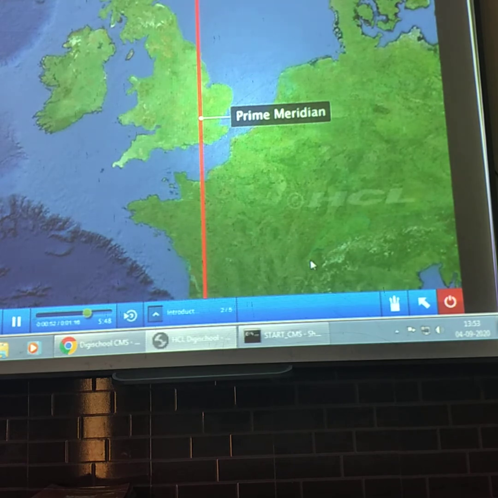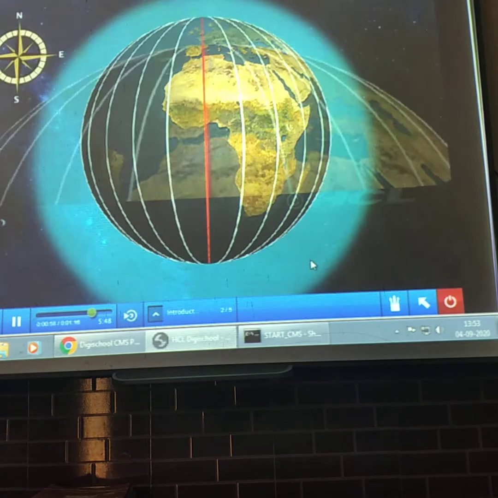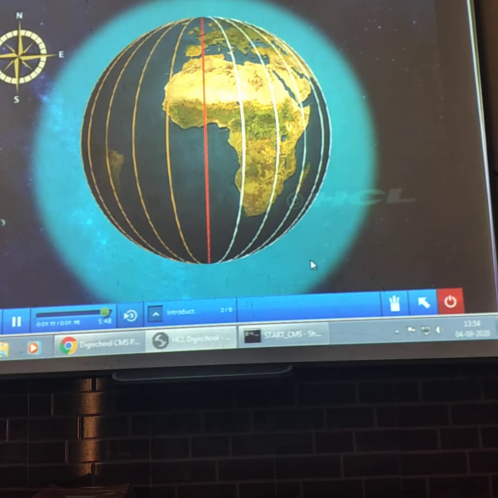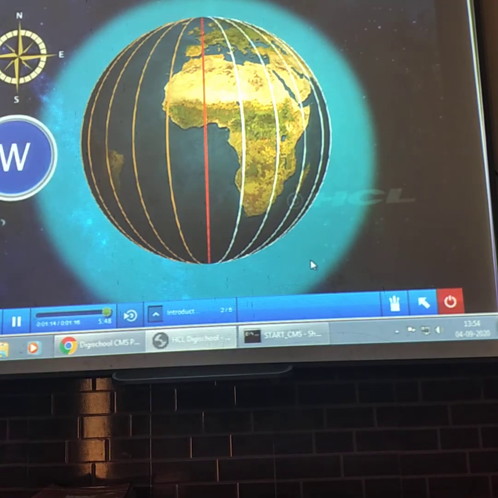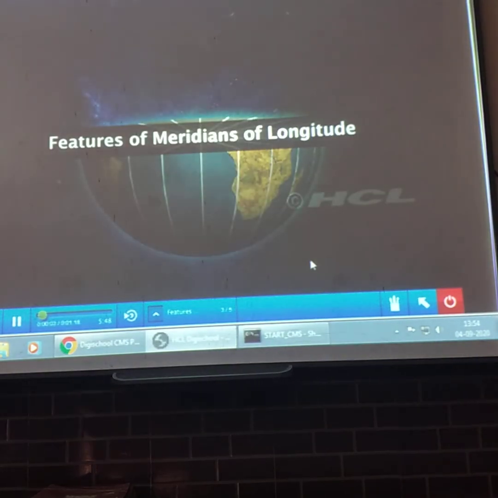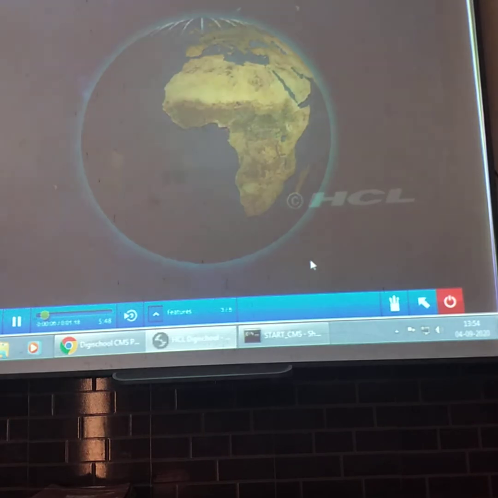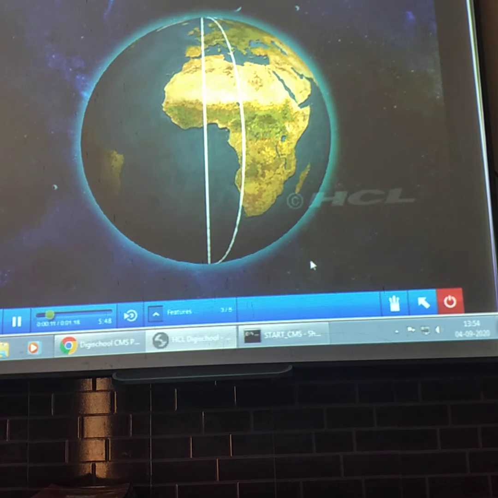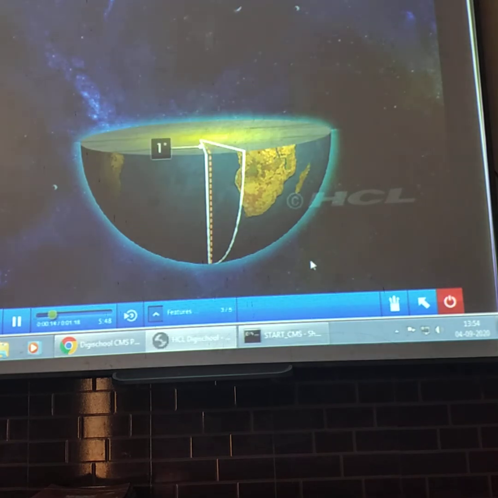The value of the prime meridian is 0 degrees longitude. All meridians of longitude lying to the east of the prime meridian are denoted by the letter E, while all meridians lying to the west of the prime meridian are denoted by the letter W. All meridians of longitude are of equal length. Meridians of longitude are drawn at intervals of 1 degree.